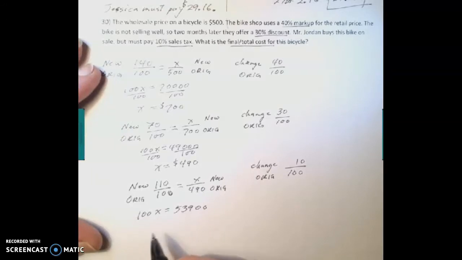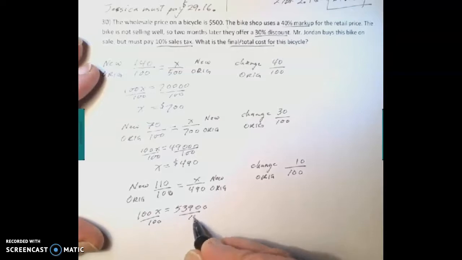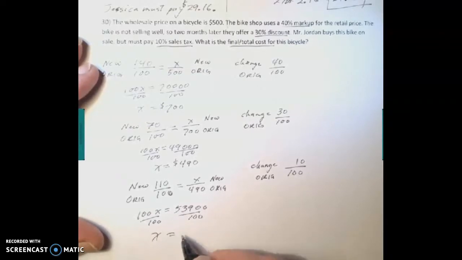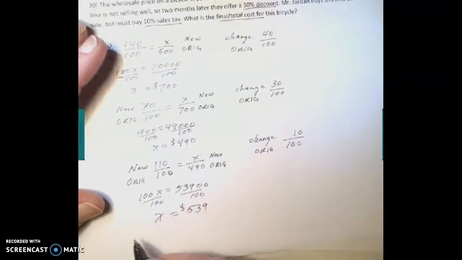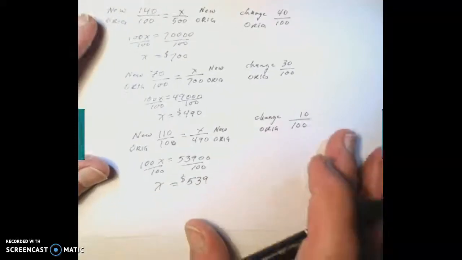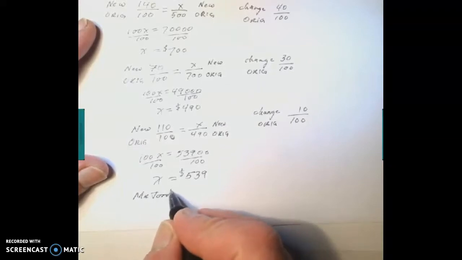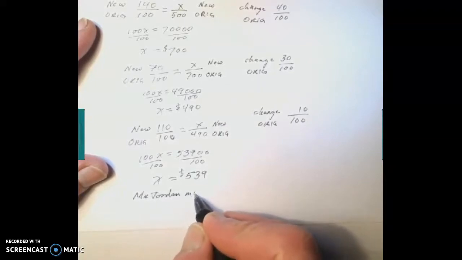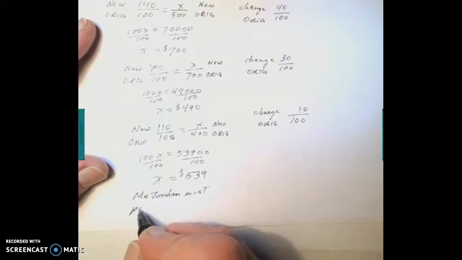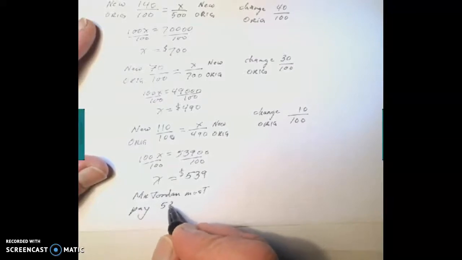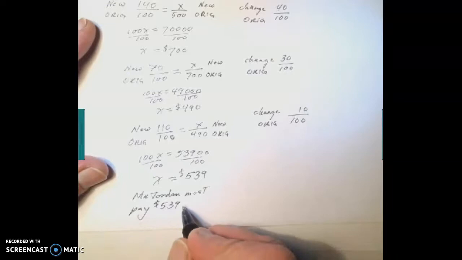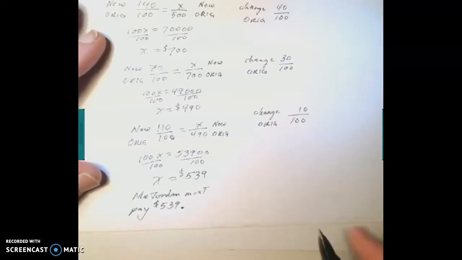I'm sorry, I was just looking to make sure that that is what I should be getting. Divide by 100. And of course it's what I should be getting. It comes out to be $539. So that is what Mr. Jordan must pay. $539 for the bike, including the tax.